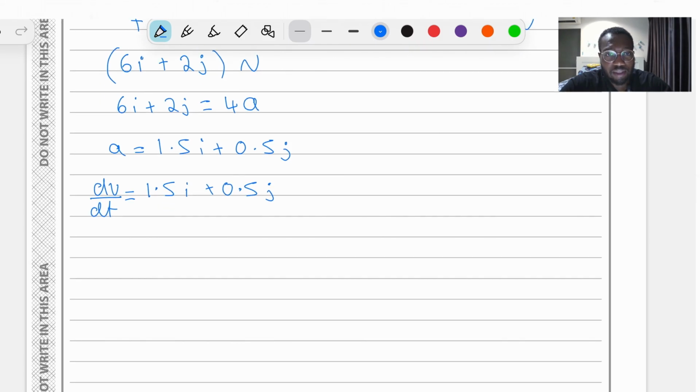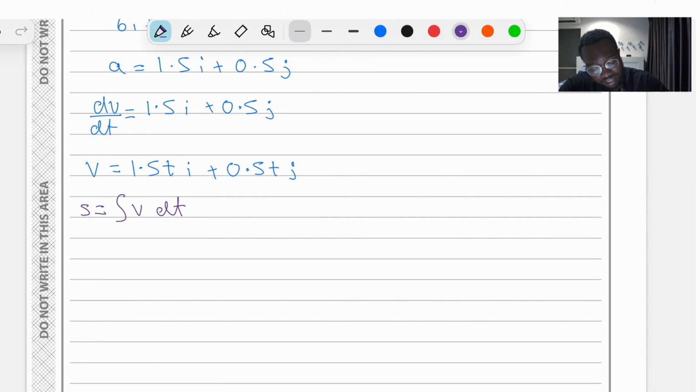Now, we don't have any t's at the moment, though. So if we have no t's, then what do we do? Well, fairly simple: we just need to add t's, okay? If we're integrating with respect to t and we have no t's, we just have constants, then we need to add the t's. So we know that v is going to be 1.5t, and that's i, plus 0.5t, and that will be j. And now if we integrate this again, because remember that the displacement is the integral of v with respect to dt, that will give us our s value. So we just need to integrate 1.5ti plus 0.5tj.